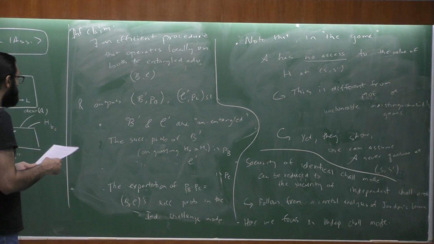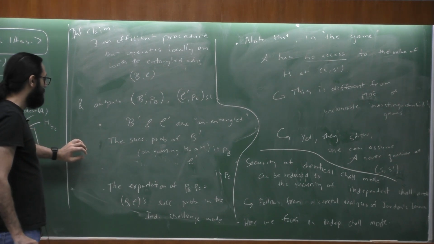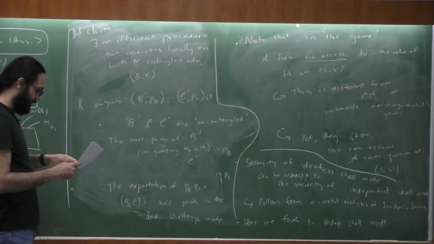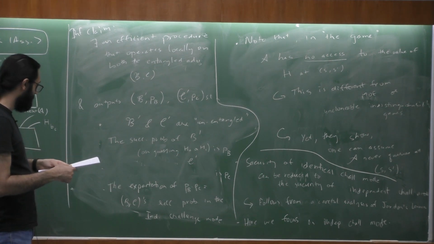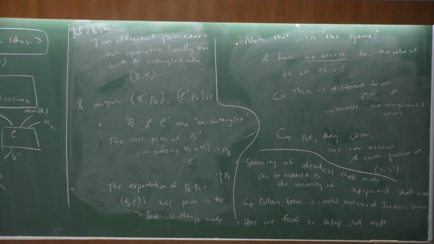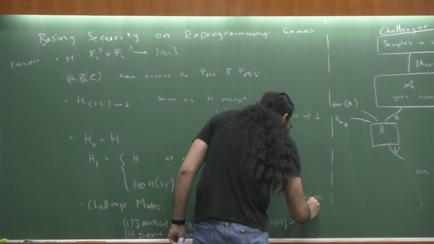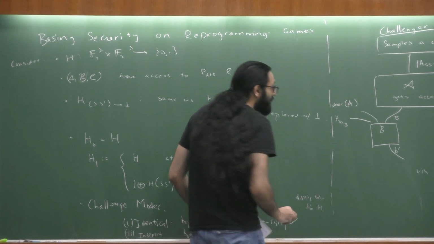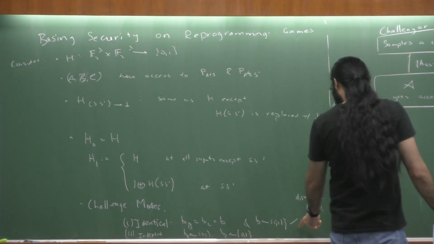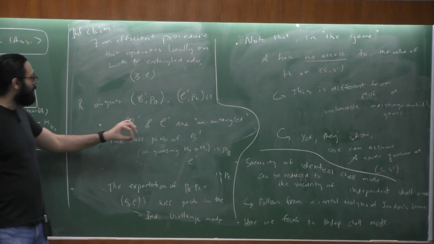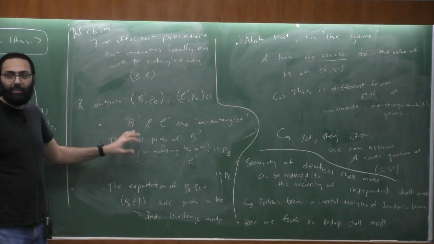Okay, so the point is that when you're running the game in the identical challenge mode, right? So this is what is meant by distinguishing between H0 and H1, right? Because both get either H0 or H1. So they're saying that when you're in this mode, in the first mode, then the success probability of B prime and C prime are essentially the same.